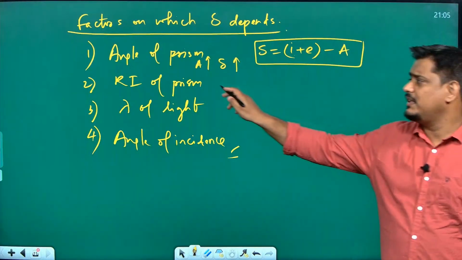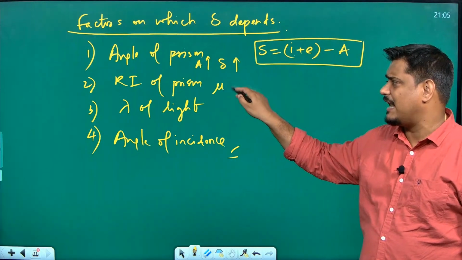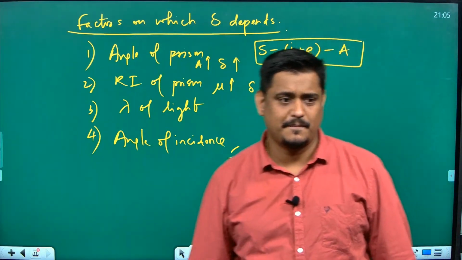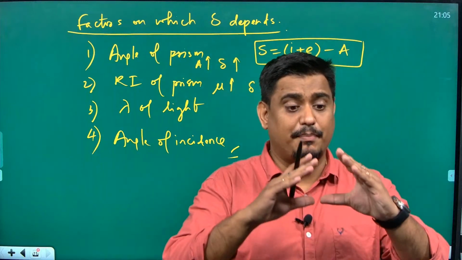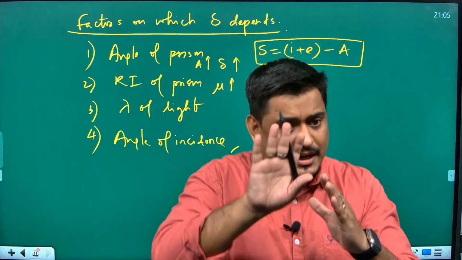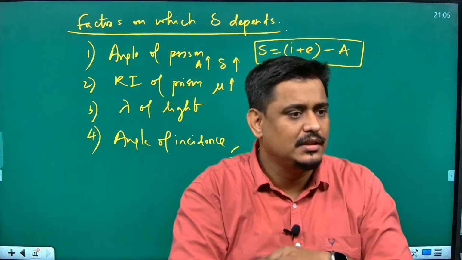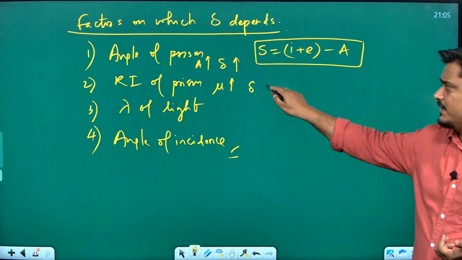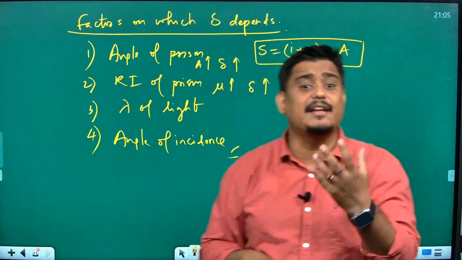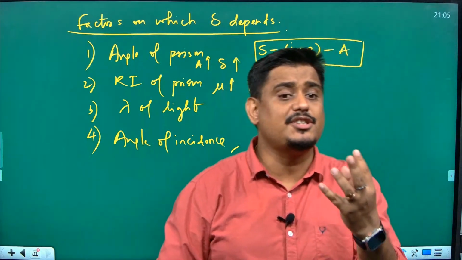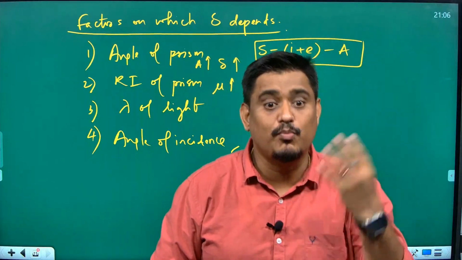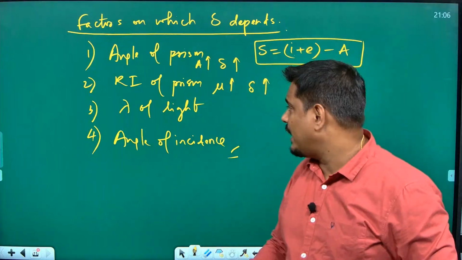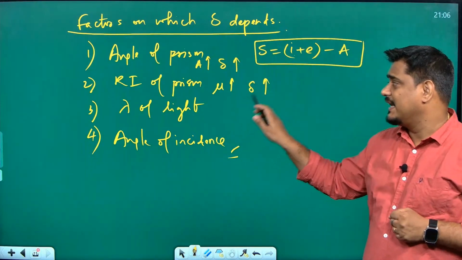Okay, what about the refractive index? If it is increasing, what will happen to delta? Increase or decrease? If I am having a prism of higher refractive index, deviation should be more or less? It should increase. It happens like that only. Common sense says that refractive index is the property by which bending is happening more. So more refractive index means more bending. More bending means more deviation. So if refractive index is increasing, delta is increasing.